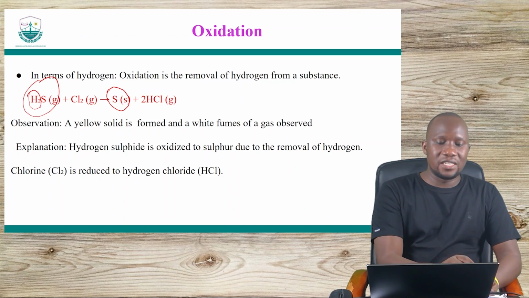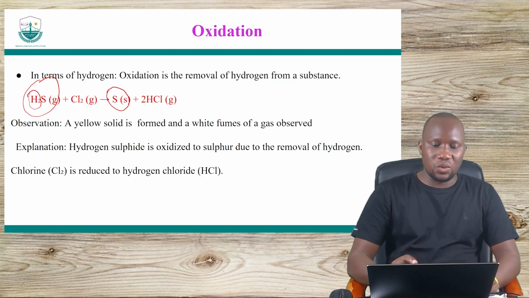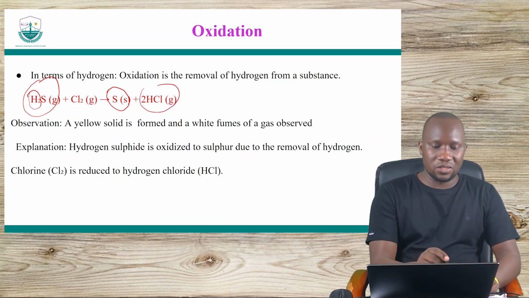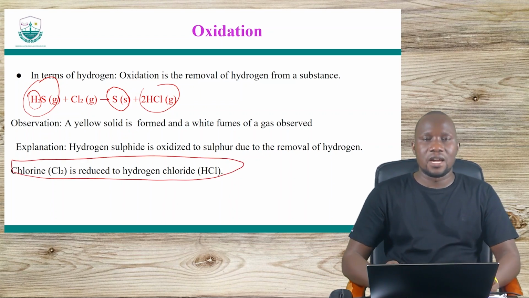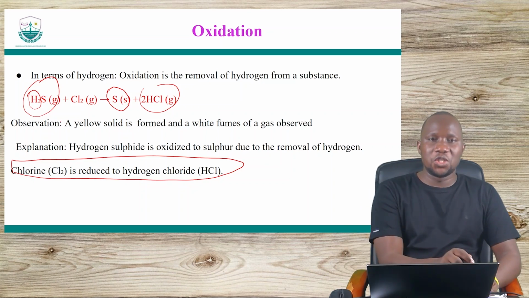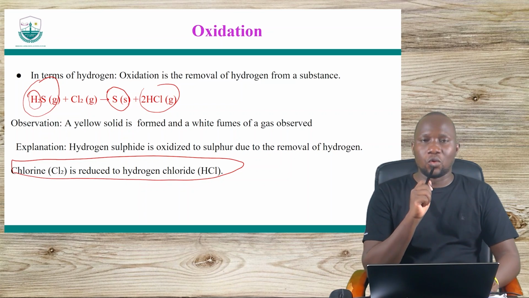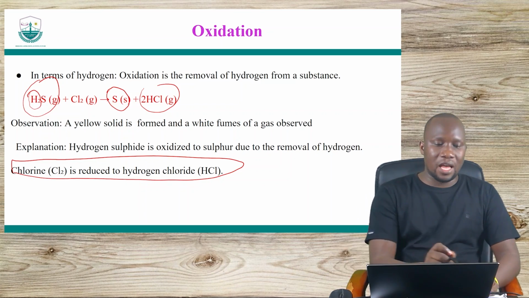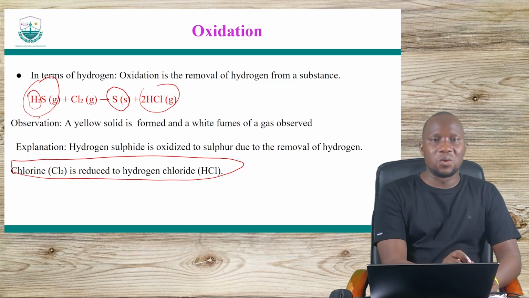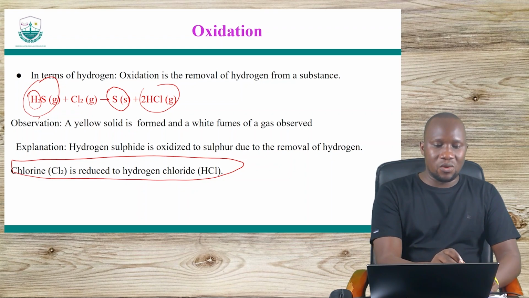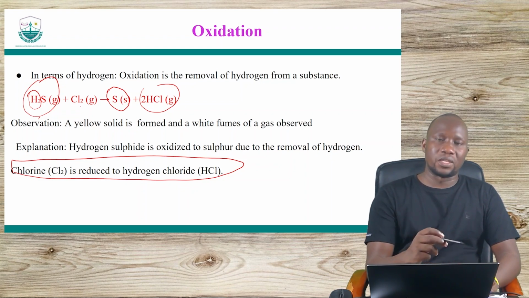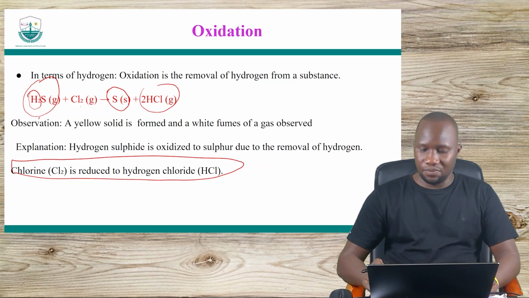And then when we add hydrogen to a substance, it becomes reduced. So the chlorine is reduced to this. Chlorine is reduced to hydrogen chloride gas. All together, in this equation here, we are having two things happening. That hydrogen sulfide is being oxidized because the hydrogen is being removed. The chlorine is being reduced because hydrogen is being added to it.